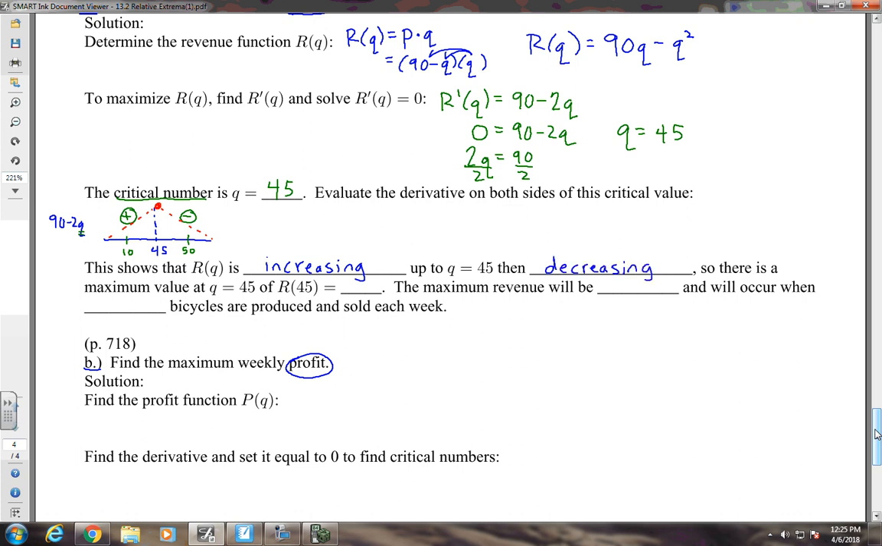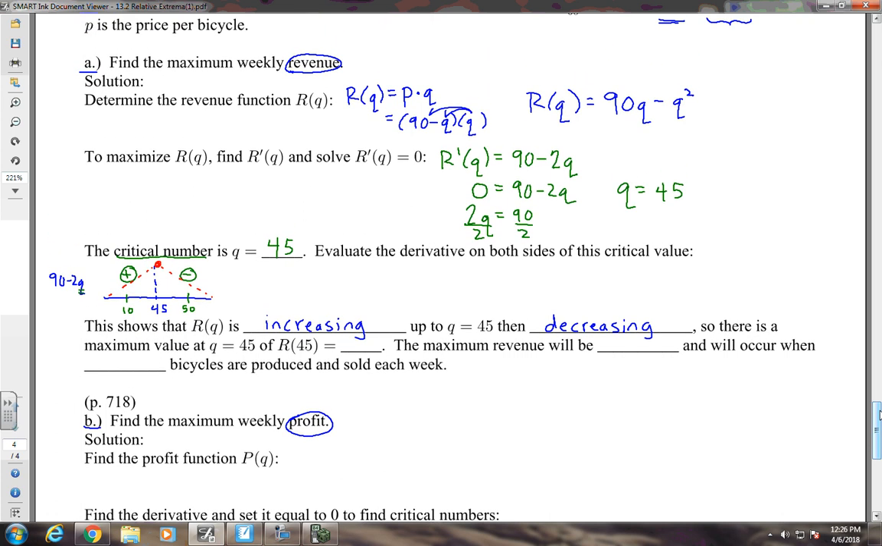So there is a maximum value at Q equals 45, but we want to find that value. To find that value, we need to go all the way back to our original revenue function, this guy up here, and plug in 45. So we can take 45, plug it into our revenue function.